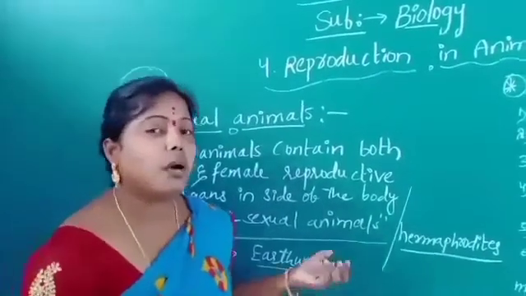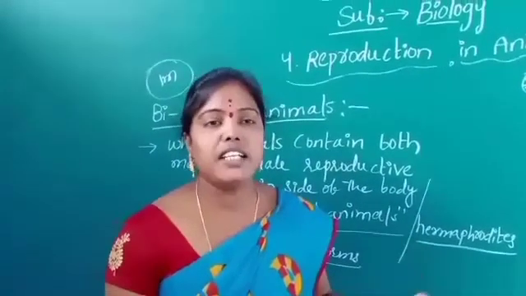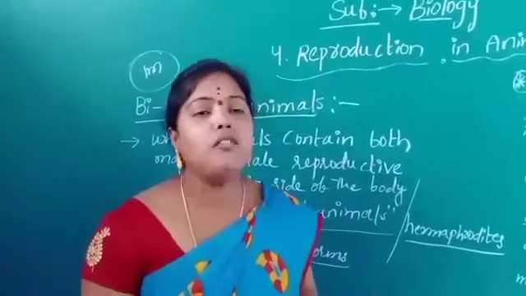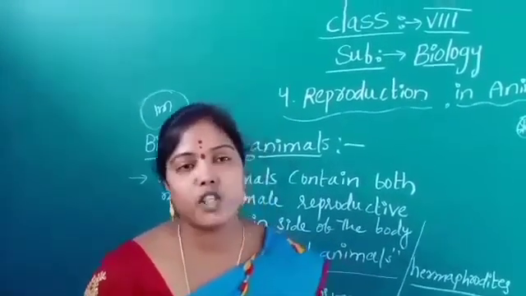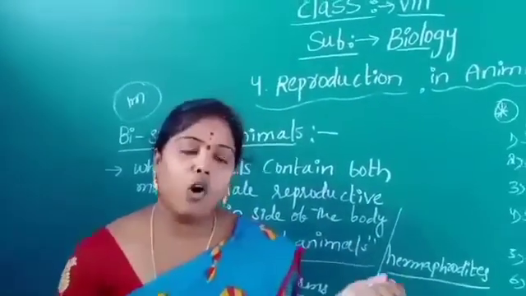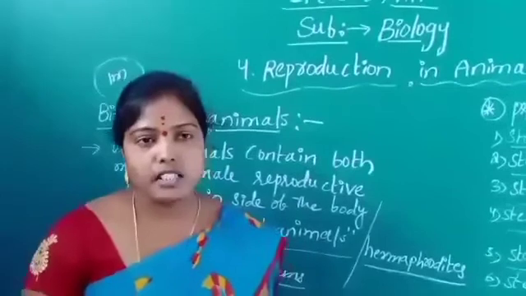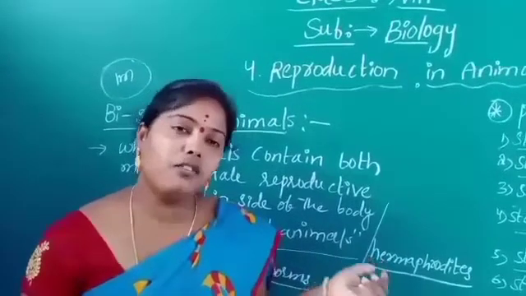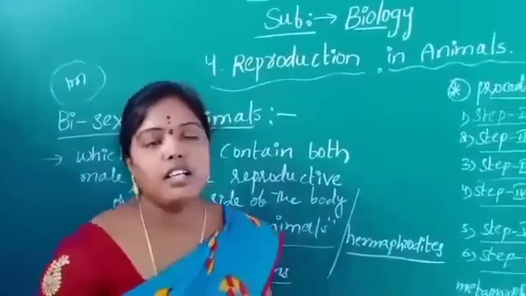Children, when it comes to human beings, males contain male reproductive organs and females contain female reproductive organs. Male reproductive organs are present in one organism and female reproductive organs are present in another organism. That's why they are called unisexual animals. This is about the life cycle of the frog, and about bisexual animals and hermaphrodites. Okay, children, in this class we discussed the life cycle of the frog and bisexual animals. This is about our class.